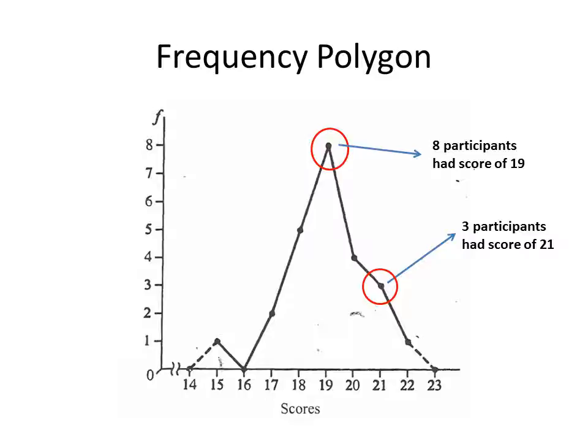The same information is displayed in the frequency polygon, where you can see that 3 participants had a score of 21. The high point in the polygon shows where most of the participants were clustered, and the previous table did indicate that that was near a score of 19. And if you look at the tapering off, it also illustrates how spread out the participants are around the middle.